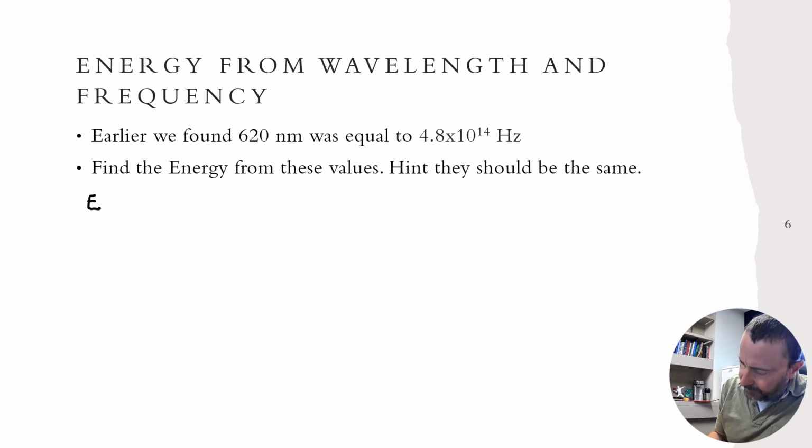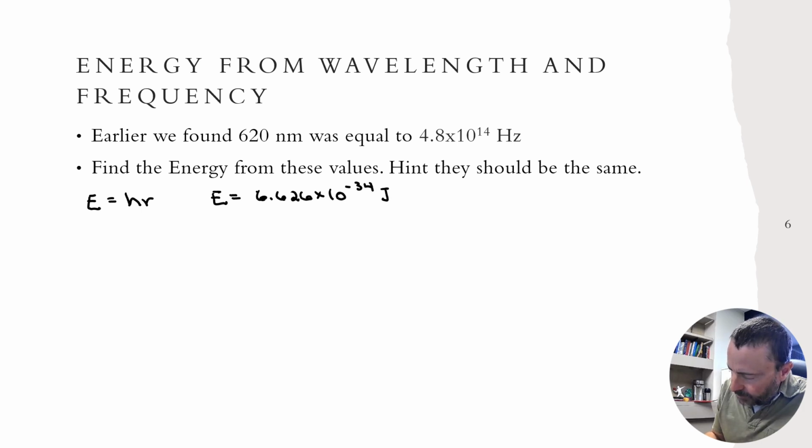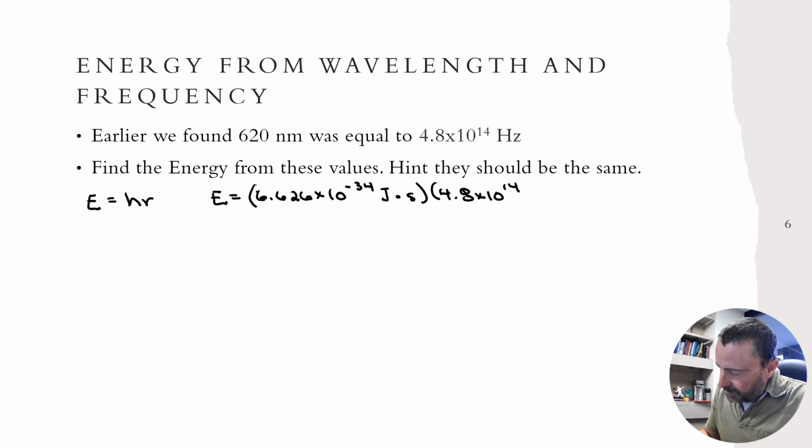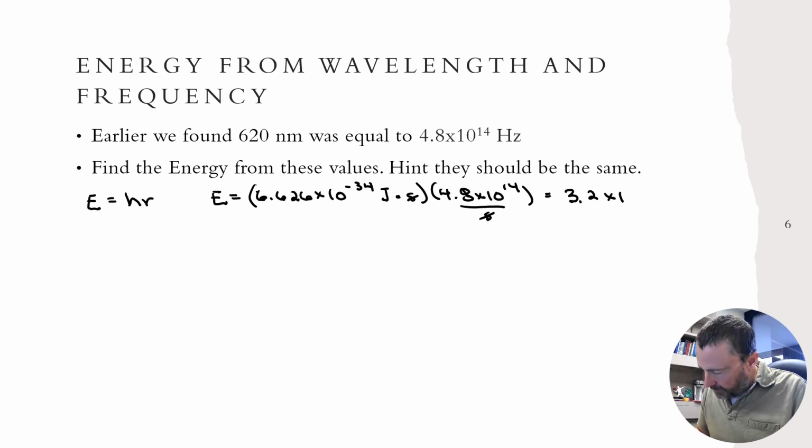So energy is equal to, let's start with h nu first. Energy is equal to h, which is 6.626 times 10 to the minus 34th joules times seconds, times our frequency, 4.8 times 10 to the 14th per second. Look at that, we're going to end up with energy units of joules. Perfect. And so we get this to be 3.2 times 10 to the minus 19th joules.